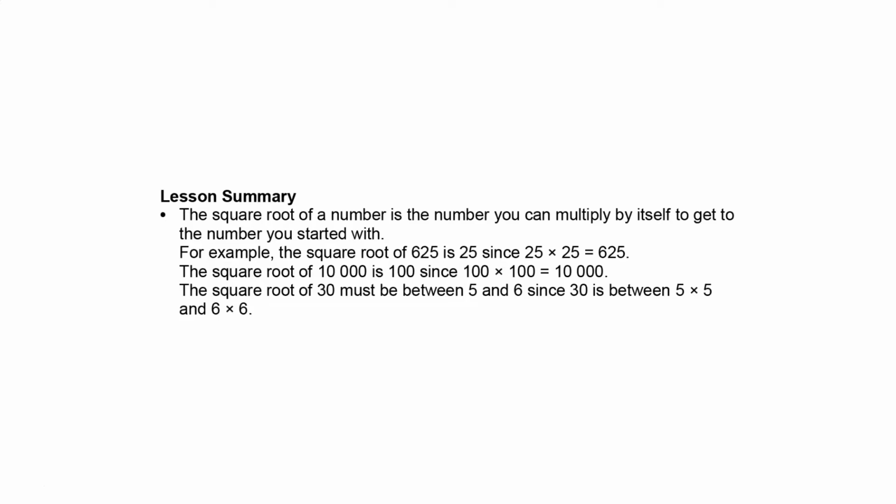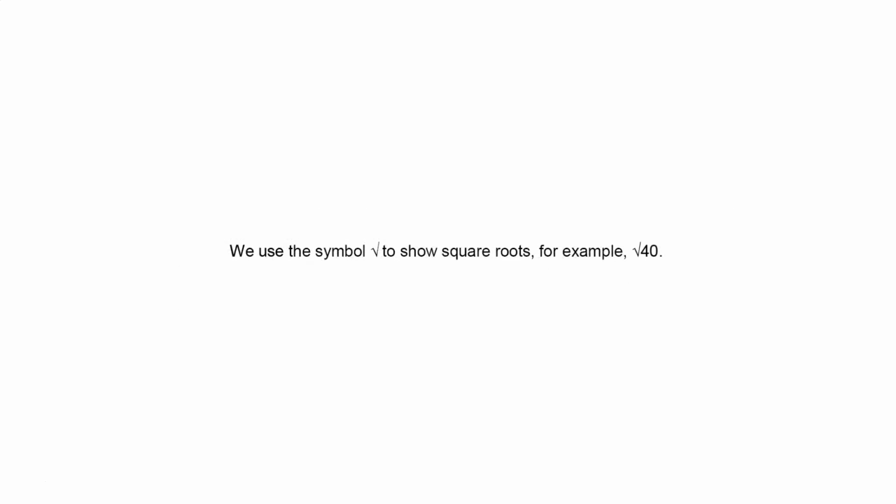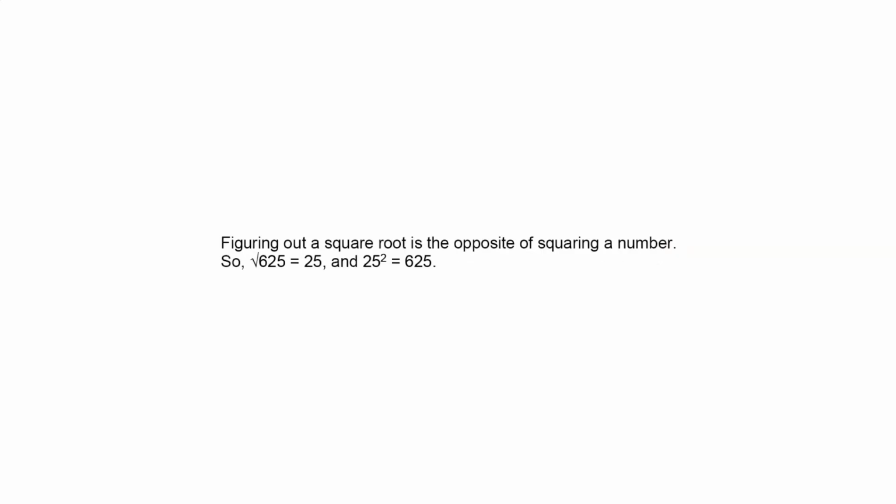We use the radical symbol, seen here, to show square roots. For example, the radical symbol followed by 40 means the square root of 40. So, radical symbol 625 means the square root of 625, which is equal to 25. Conversely, 25 to the exponent 2, or 25 squared, is equal to 625.